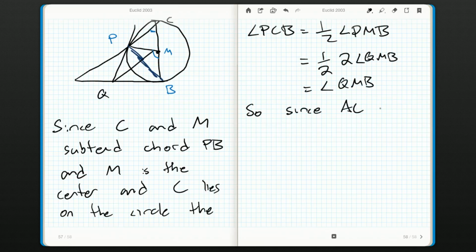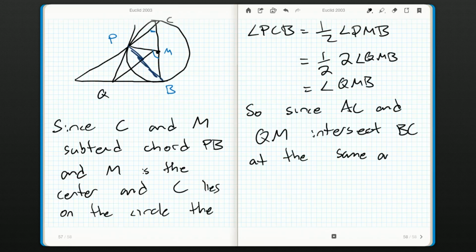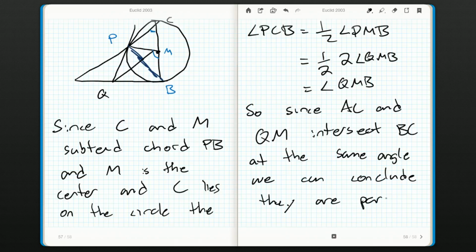So since AC and QM intersect BC at the same angle, we can conclude they are parallel. So each of these was the red angle, and this guy must be half of two red angles, so he must also be the red angle. And that's what has finished off the proof for us.